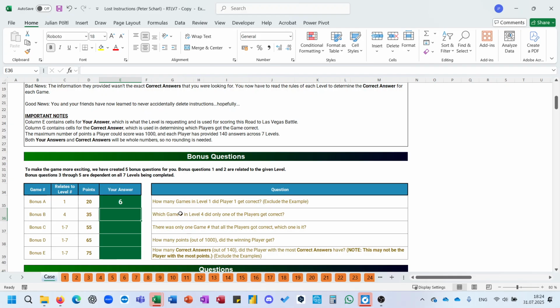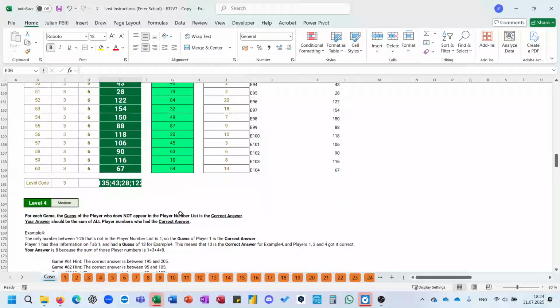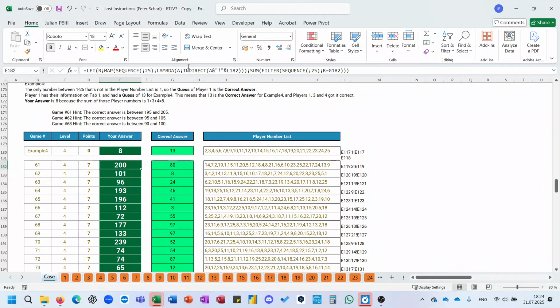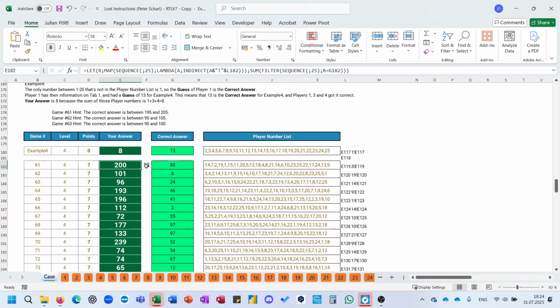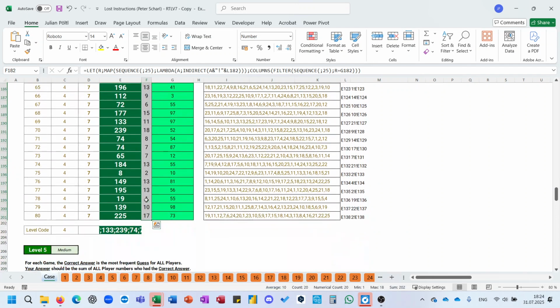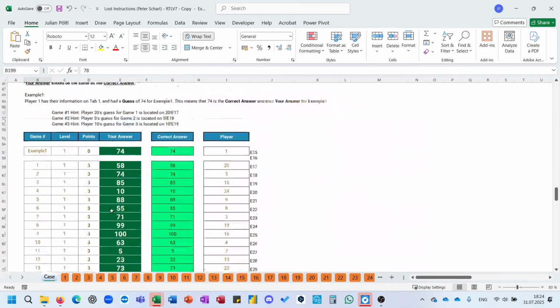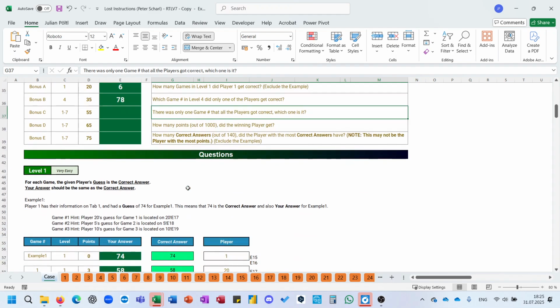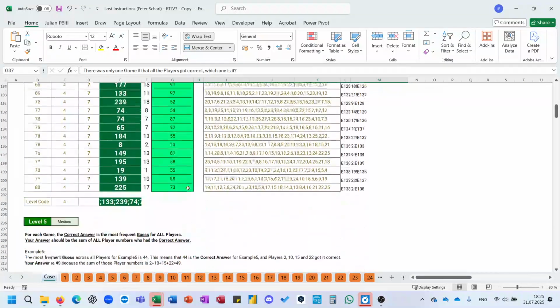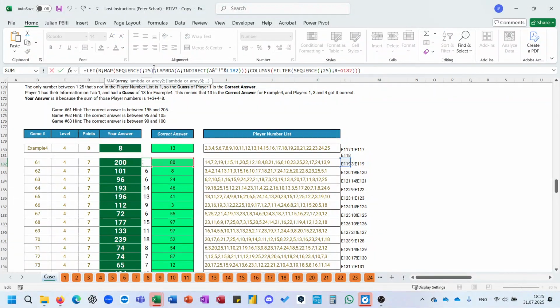Which game number in level 1 did only one player get correct? So here, instead of sum, I then use columns, and I get the number of players. And where's a 1? Here in game number 78. There was only one game that all players got correct. Which one is it? I basically use the same formula here.